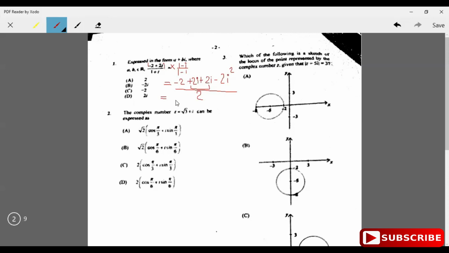That's 4i divided by 2. 4i divided by 2 is 2i. That's option D.